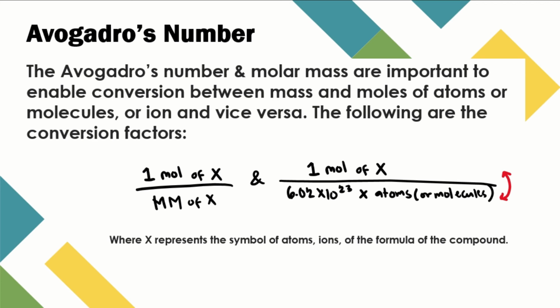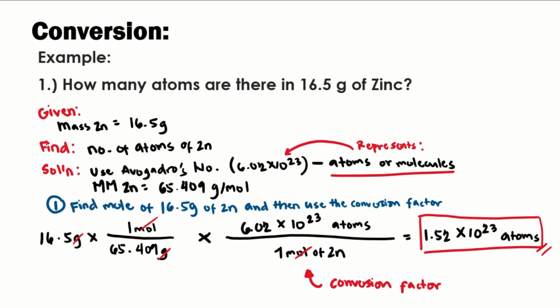Now, in this part, we're going to see how Avogadro's number is used as a conversion factor in computing the amount of the particles present, like, for example, atoms or molecules. Okay, so let's find out how Avogadro's number is applied in this computation. So we have here an example. Sample problem number 1. How many atoms are there in 16.5 grams of zinc?